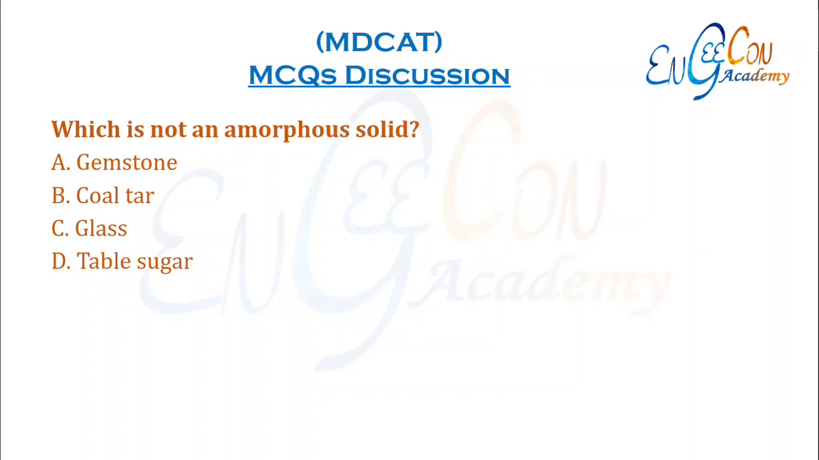Which is not an amorphous solid? Gemstone is amorphous solid, coal tar is amorphous solid, glass is amorphous solid. Table sugar is basically sucrose. It is a type of crystalline solid which is called a molecular solid, so it is not an amorphous solid.